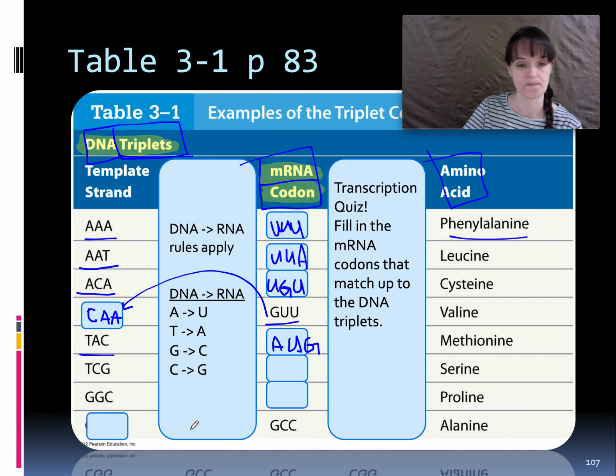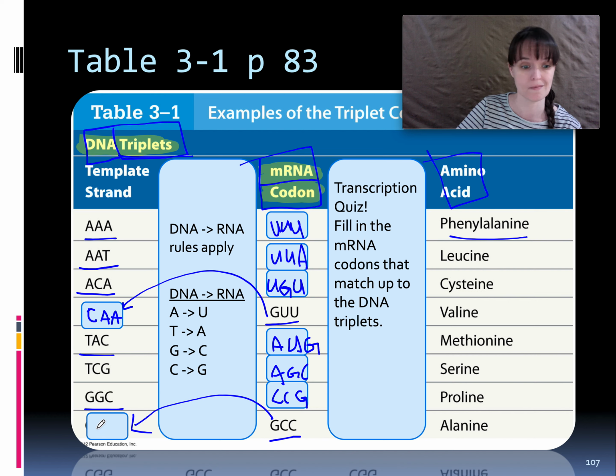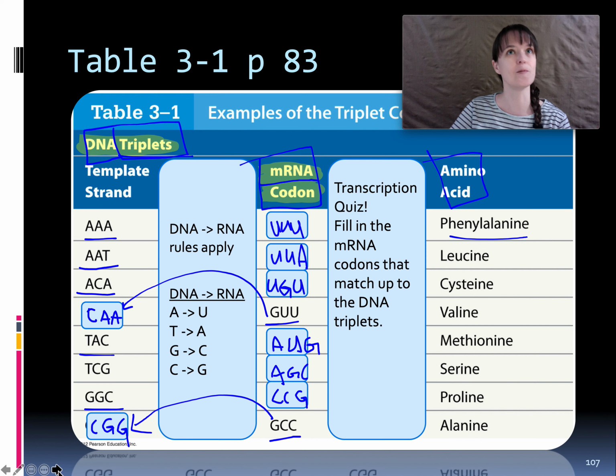All right, and then TCG, AGC, just like that. GGC, it's the exact same as the DNA one was. CCG, GCC, going backwards, still the exact same. C, G, G. There you go. Easy peasy, C and G. Cytosine and guanine in the morning.